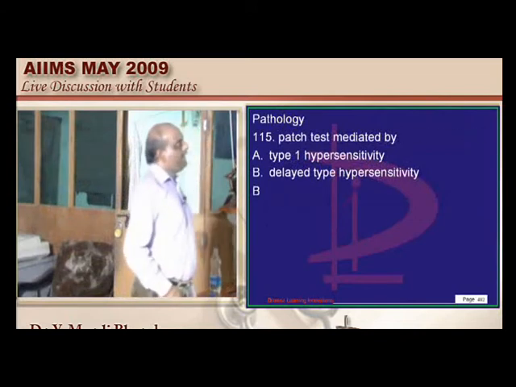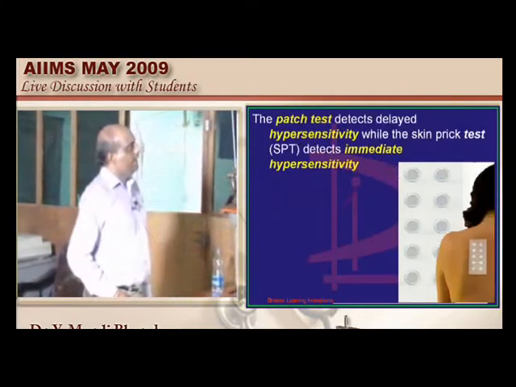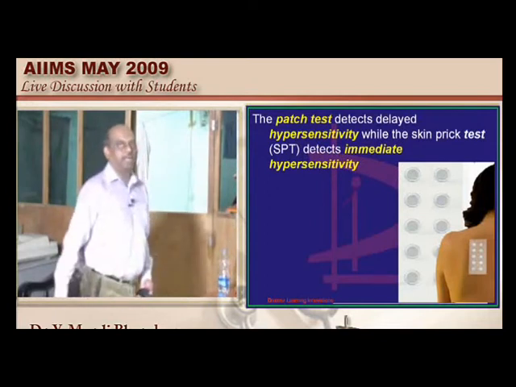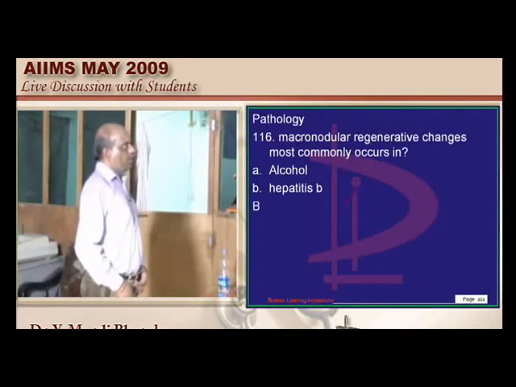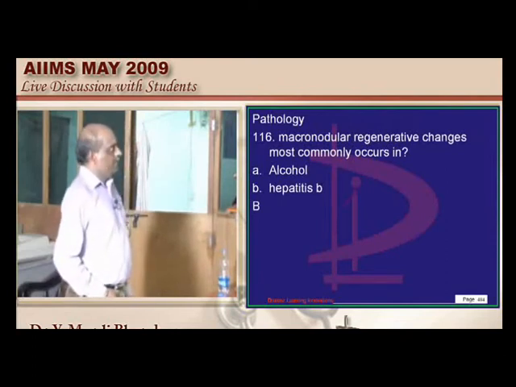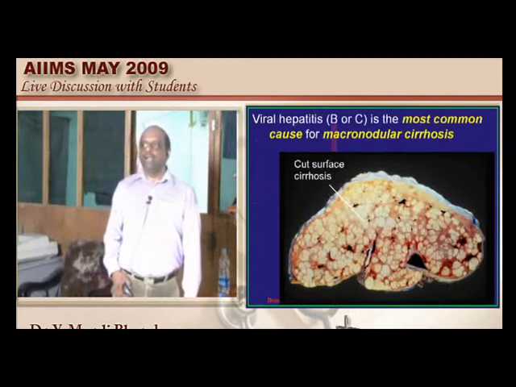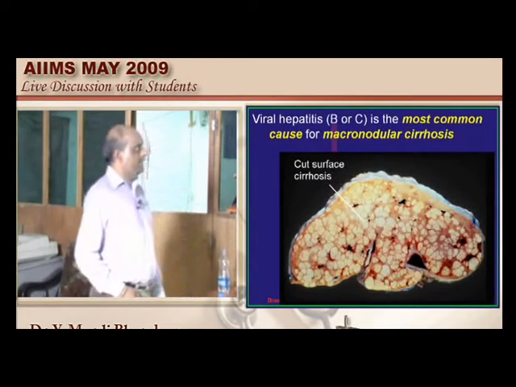Patch test is basically a delayed hypersensitivity test. Prick test is basically about immediate hypersensitivity, which has to be remembered. If there is macronodular cirrhosis, generally viral hepatitis is the most common etiological factor which has been implicated.